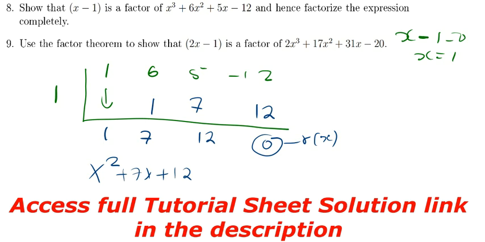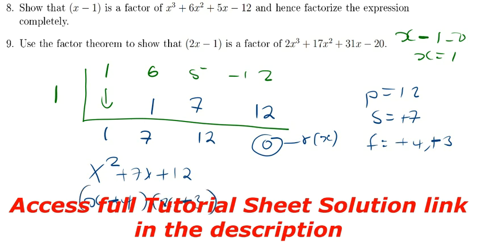So the product is 12. The sum is positive 7. The factors should be positive 4 and positive 3. So that 3 times 4 is 12, and 3 plus 4 is 7. Therefore x plus 4 and x plus 3. Then I need to add also this factor, which is x minus 1. So I have factorized completely. Done.